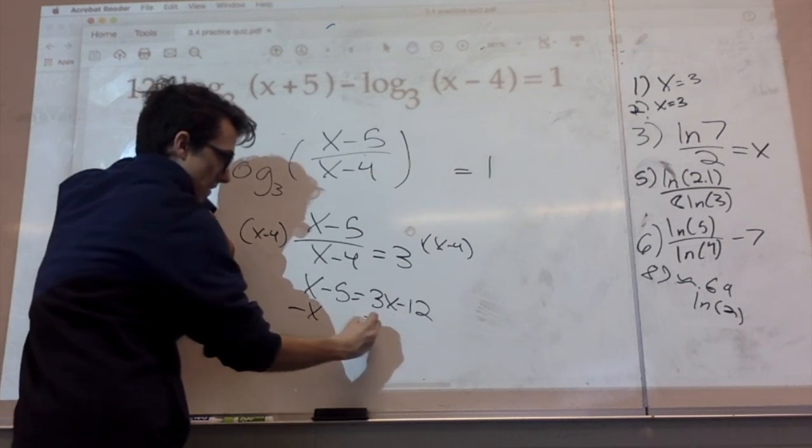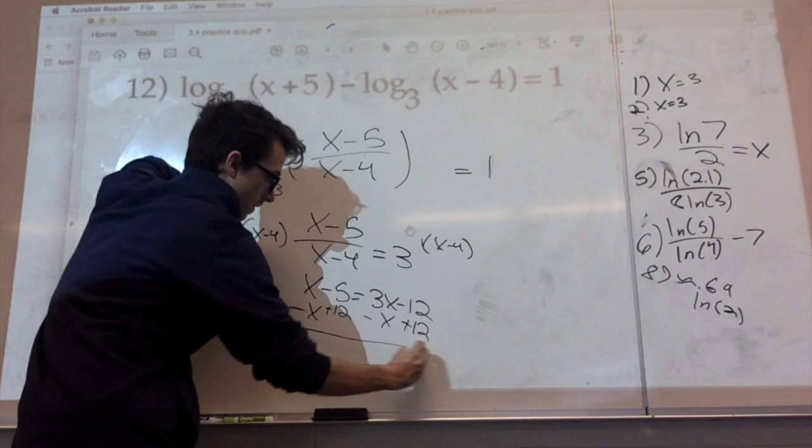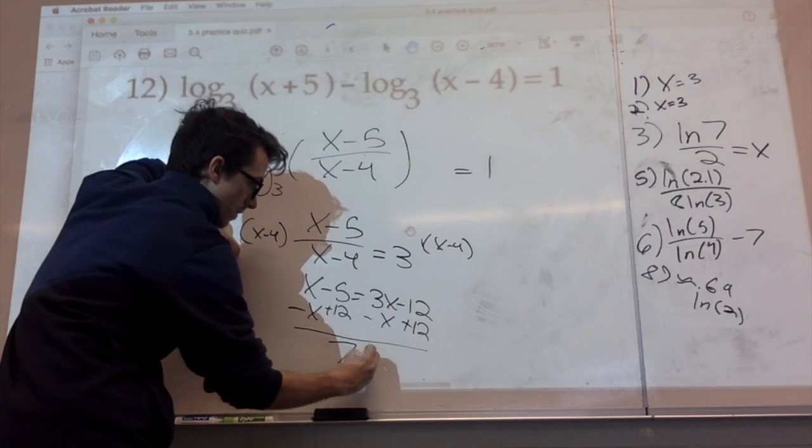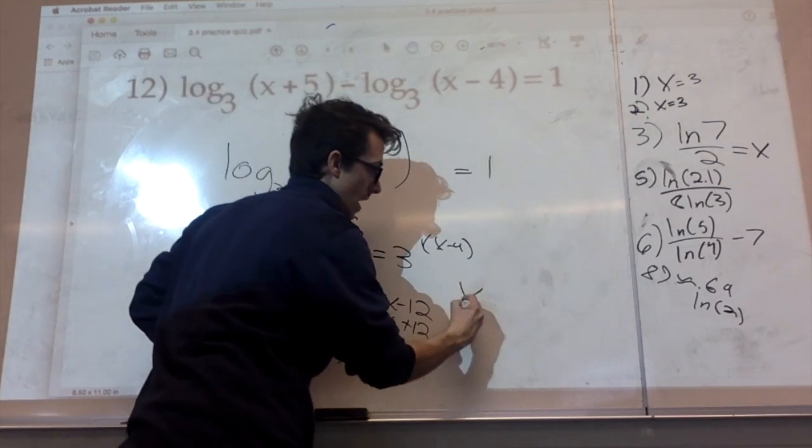Two-step equation, minus x plus 12 to the other side. So this is now saying that 7 equals 2x. So x is going to be equal to 7/2.